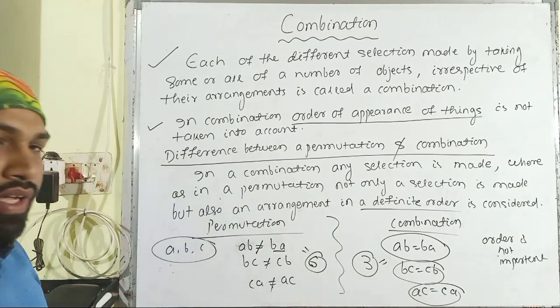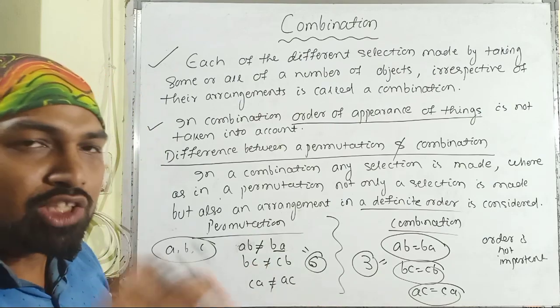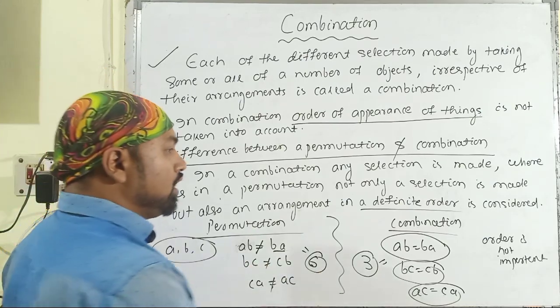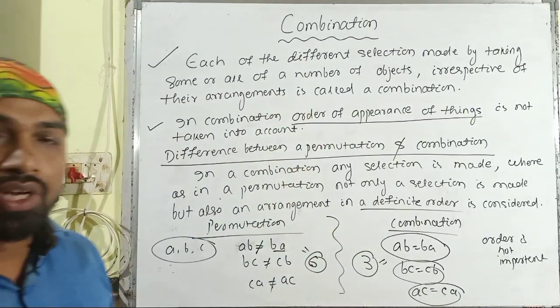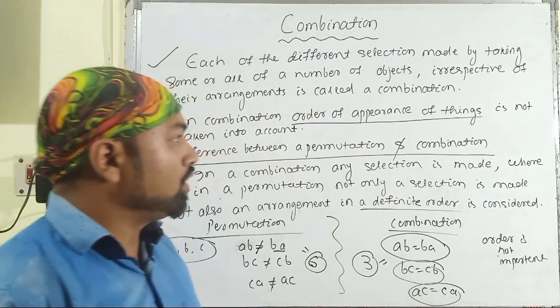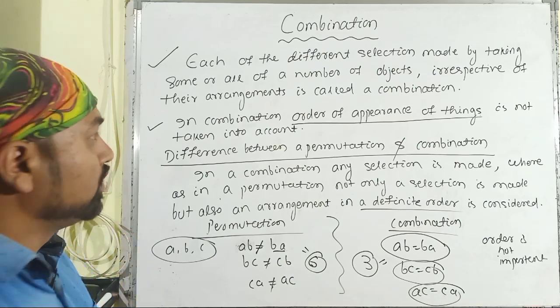But in combination topic, you just have to select the objects as per the given conditions, but here order is not important. So these are the fundamentals behind the combination topic. Then let us move towards the formula. What is the genuine formula based upon the combination topic?